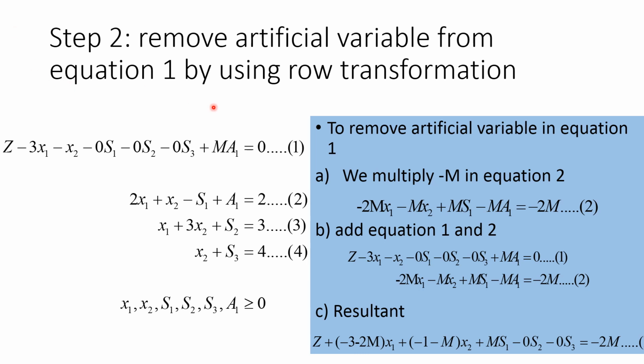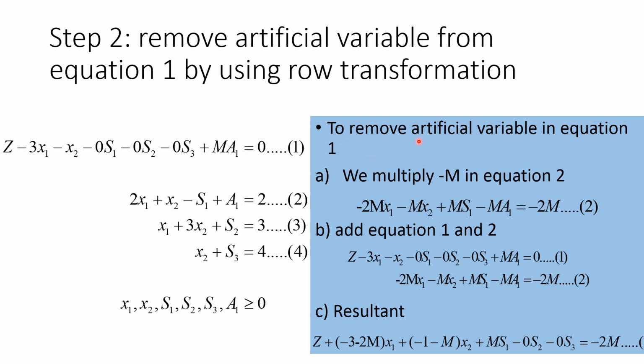Step number 2: remove the artificial variable from the objective function by using row transformation. We are just writing Ma1 here, but this is our penalty. Before solving this question, we have to remove this Ma1 from the objective function, or from equation number 1. How can you do that? You multiply equation 2 by minus M, so minus M and plus M will become 0 after applying row transformation between equation number 1 and 2.